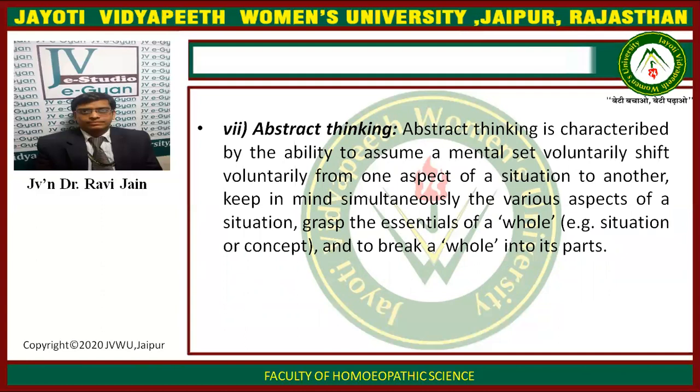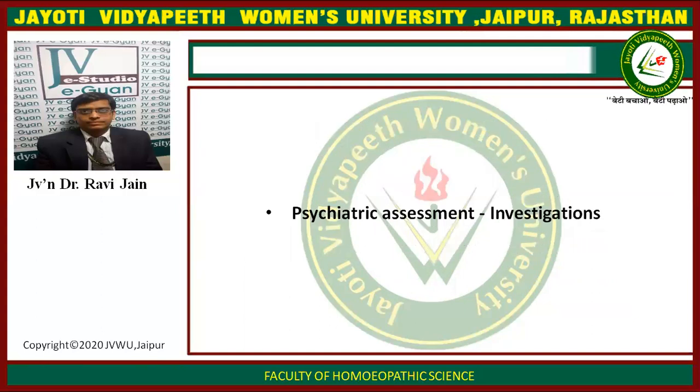Abstract thinking is characterized by the ability to assume a mental set voluntarily, shift from one aspect of a situation to another, keep in mind simultaneously the various aspects of a situation, grasp the essentials of a whole, for example a situation or a concept, and break the whole into its parts. So this was all about checking the cognition of a neuropsychiatric assessment in case of a psychiatric disorder.